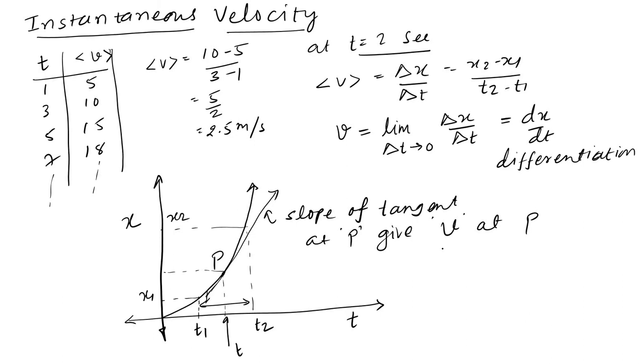In the case of uniform motion, if the x versus t graph is a straight line like this, then at any point you can say the velocity is the same. So average velocity and instantaneous velocity are one and the same thing, right? So that's how we define the instantaneous velocity. So we have defined instantaneous velocity.